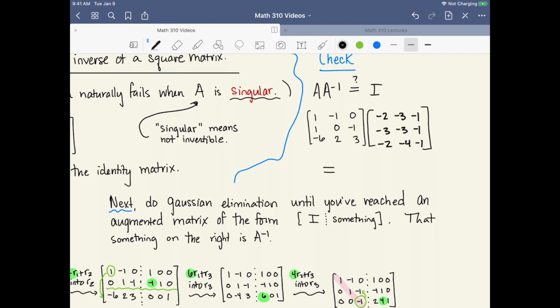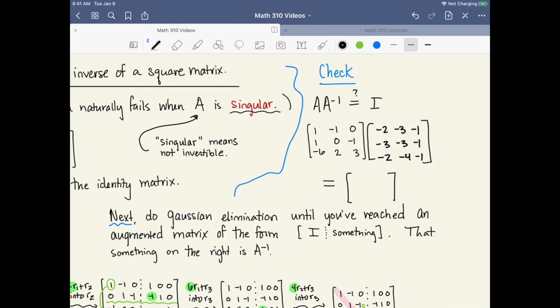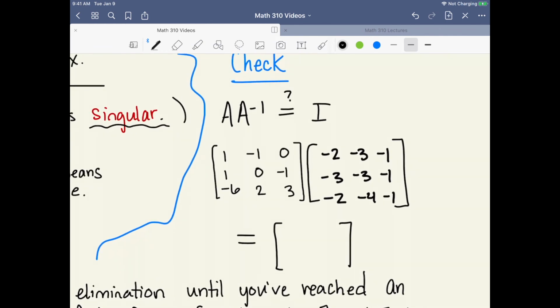All right, so this is going to be some dot products. The first entry in this product, zooming in, is going to be calculated by row 1 dotted with column 1. So that gives us a -2 plus a 3 plus 0. And that is in fact a 1, which is exactly what we wanted to get.